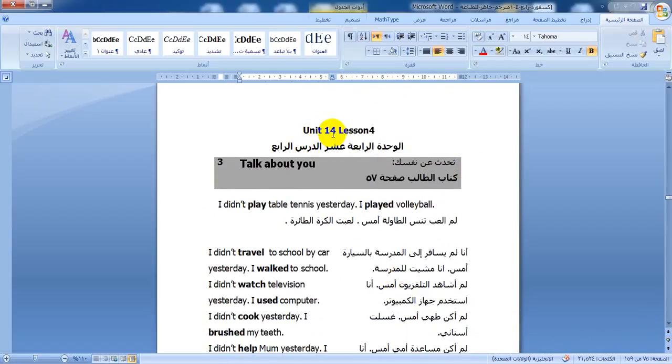Unit 14, Lesson 4. Talk about you. I didn't play table tennis yesterday. I played volleyball. I didn't travel to school by car yesterday. I walked to school. I didn't watch television yesterday. I used the computer. I didn't cook yesterday. I brushed my teeth.